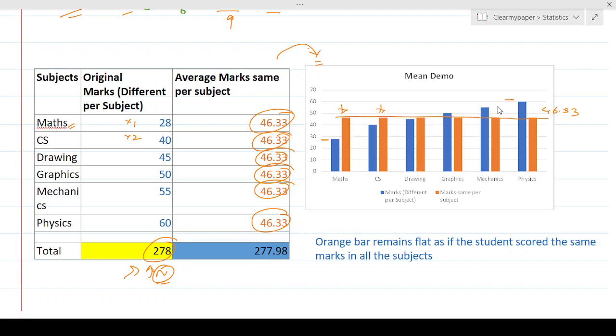We don't care about that. But if you average out, this orange line remains constant. So we can say, hey, on an average, we got 46.33. And like I said, if he had got 46.33 in each subject, his total would have been still the same, and that's what it means.